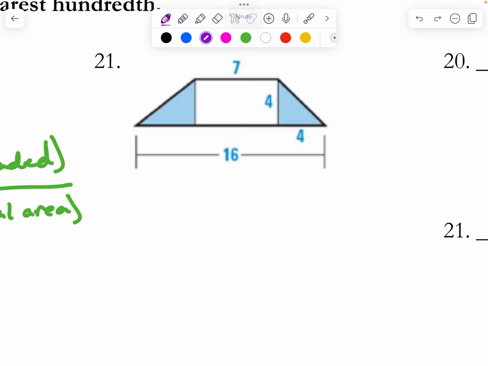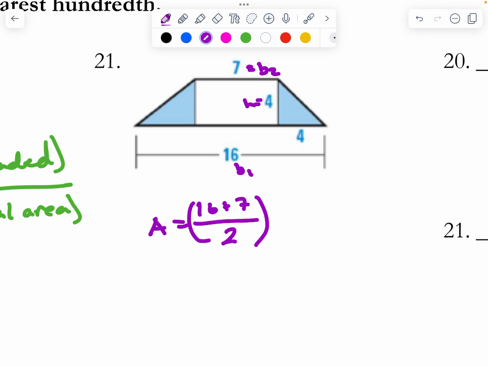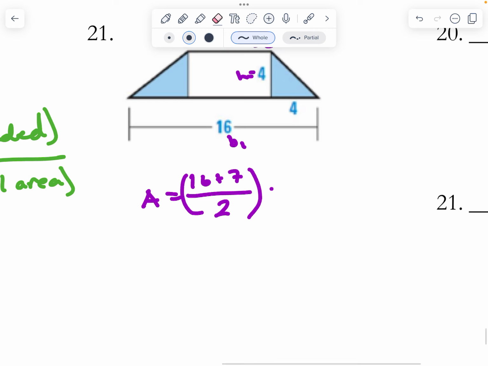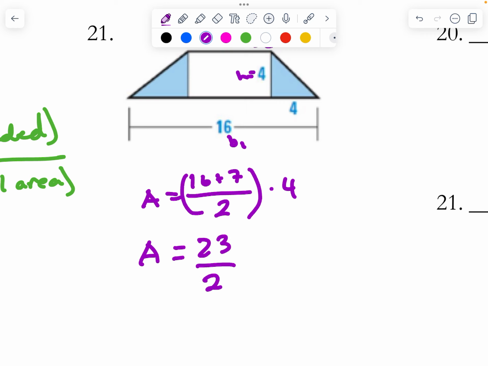This is going to be my height. We're going to say this is my base 1, and this is my base 2. So let's go ahead and use my formula. My formula is going to be 16, and it doesn't matter how you do it, but I labeled them, so I want to keep them consistent. 16 plus 7 divided by 2 times my height, which is 4. I don't know why I put h instead of 4. Area is equal to 23 divided by 2 times 4.